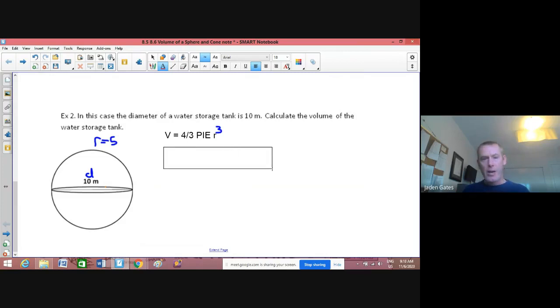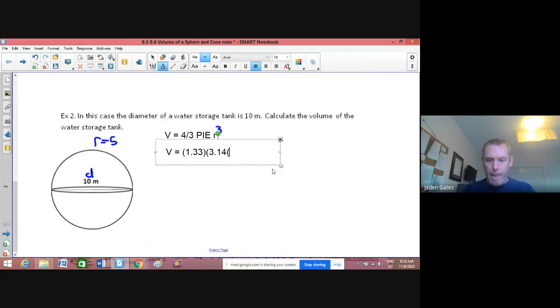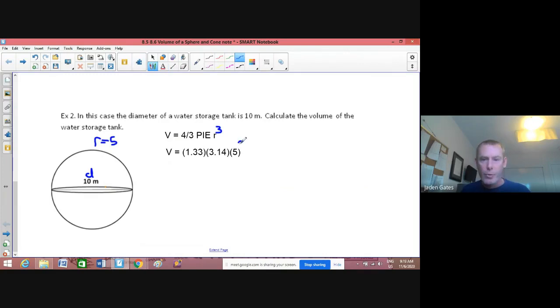And so if I plug in my value here, I get volume is equal to, again, with any fraction, because we're not dealing with rise over run anymore. It's the only time I ever keep it as a fraction. I convert it to a decimal, and 4 divided by 3 is 1.33. All right, I put in pi, which is 3.14. And again, my radius, which is 5. I was given the diameter, but I found the radius, and it is cubed.